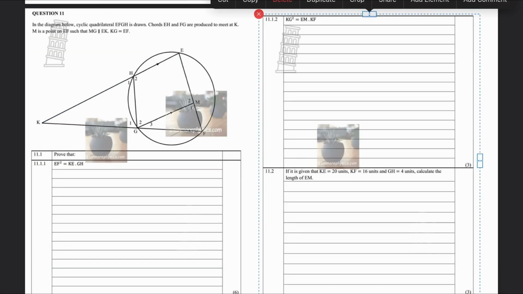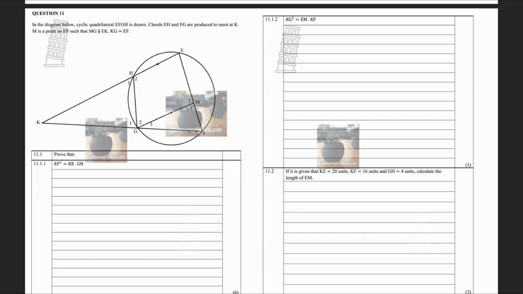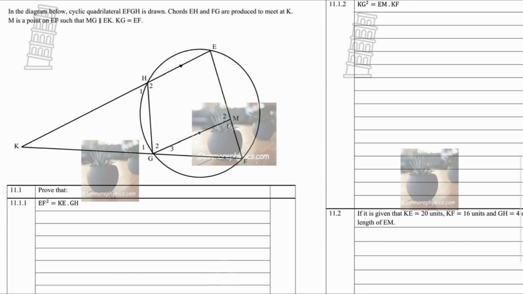Now question 11 reads, in the diagram below, cyclic quadrilateral EFGH is drawn. Chords EH and FG are produced to meet at K. M is a midpoint on EF such that MG is parallel to EK. Further, KG is equal to EF. Now I'm going to highlight KG and EF, just so it's clear to us.